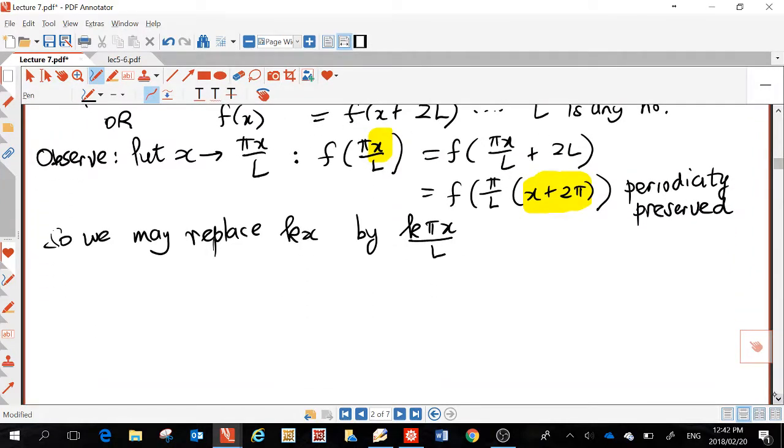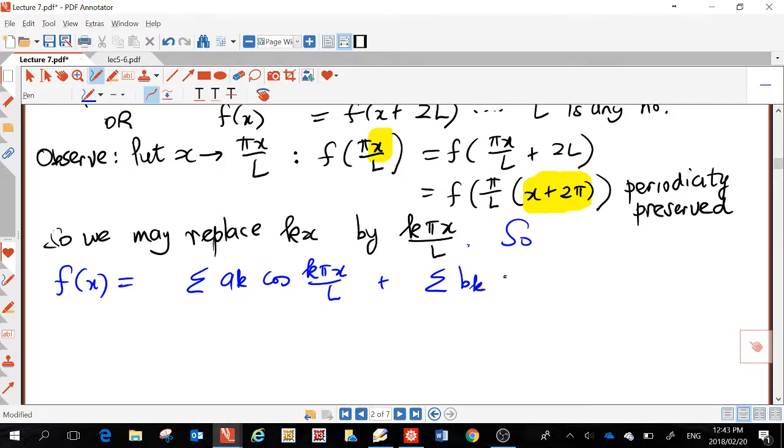So then let me write our normal Fourier things now in this new language here. So f of x can now be written as sum of ak cos k pi x over L plus sum of bk sine k pi x over L.